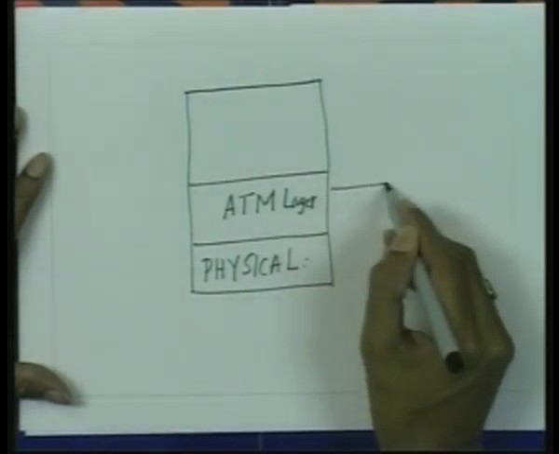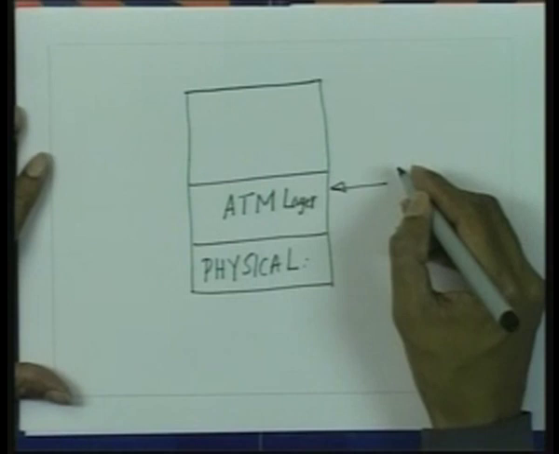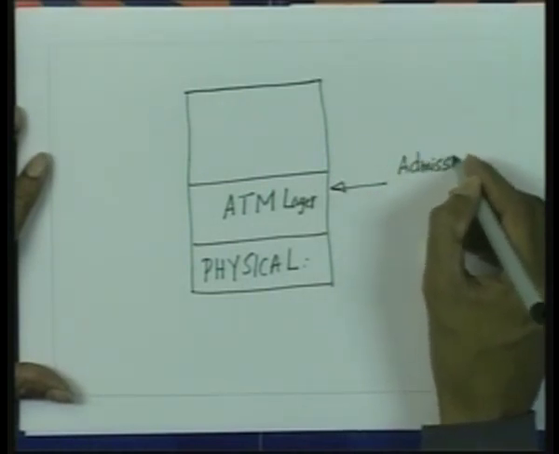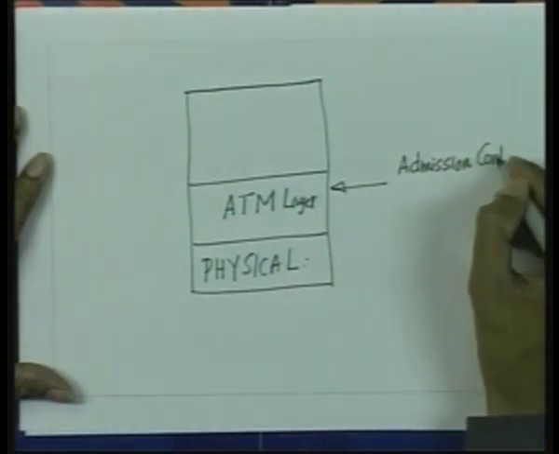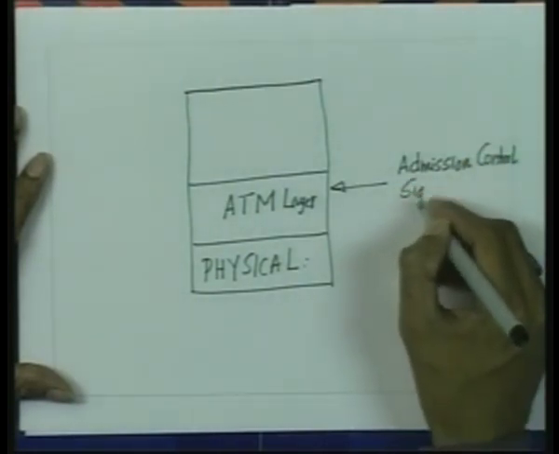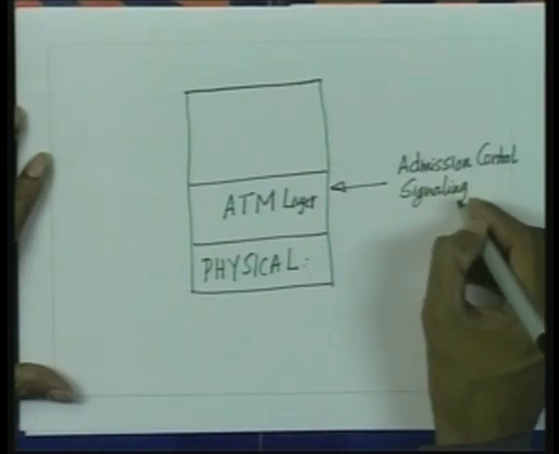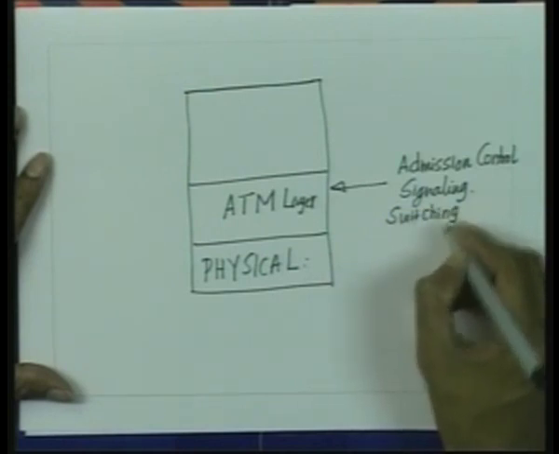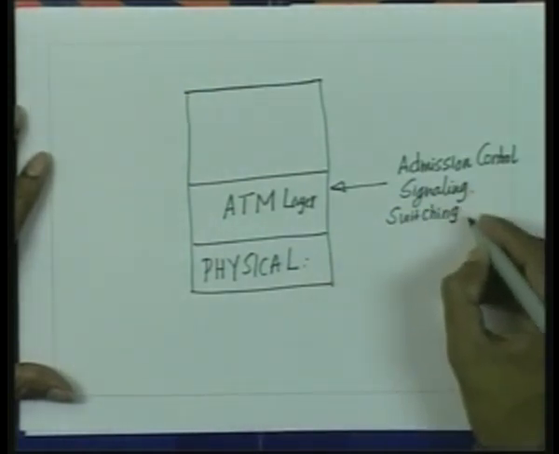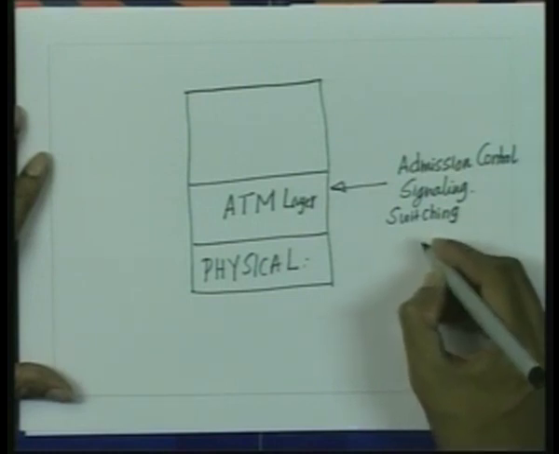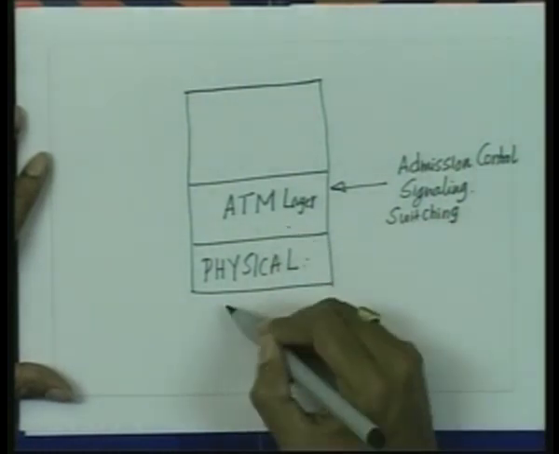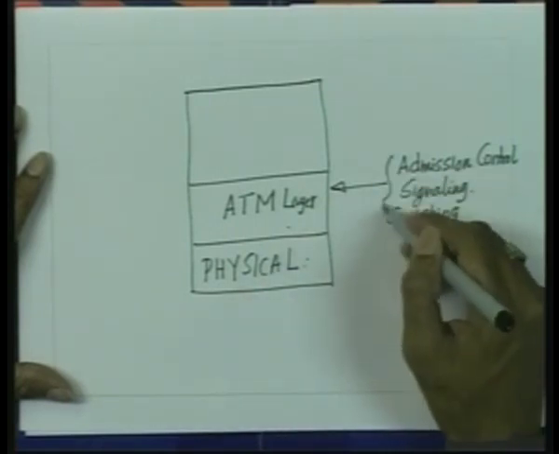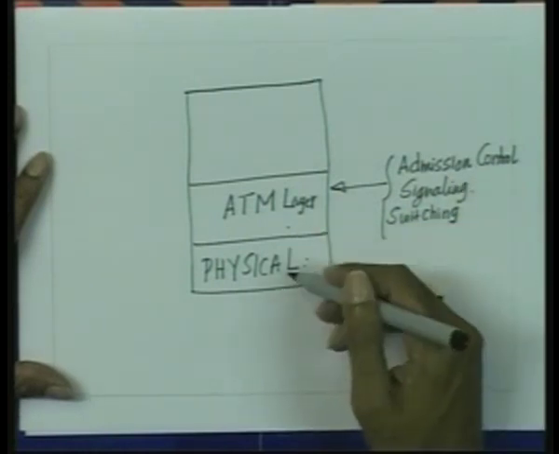Now what is the job of the ATM layer? The job of the ATM layer, as we have seen, is admission control, signaling, and switching. Signaling for virtual circuit routing, switching, that is switching the cells at each of the nodes, and admission control for quality of service guarantee. So all these jobs are done by the ATM layer.